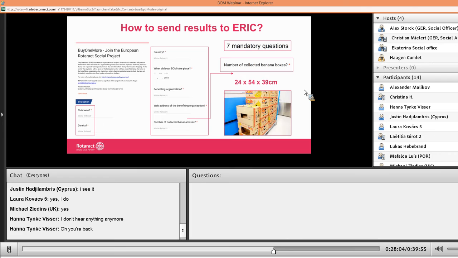And of course, these measures are also put on the website rotaracteurope.eu, in the BuyOneMore section, so you never forget that we expect you to send us information about collected food in banana boxes measures. We can go to the next slide.